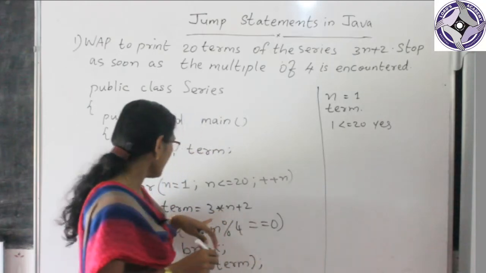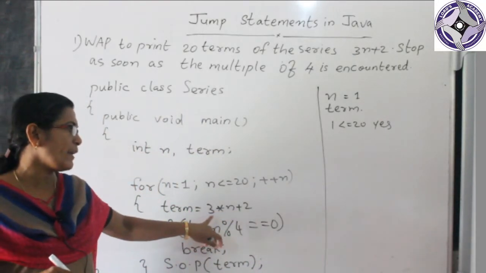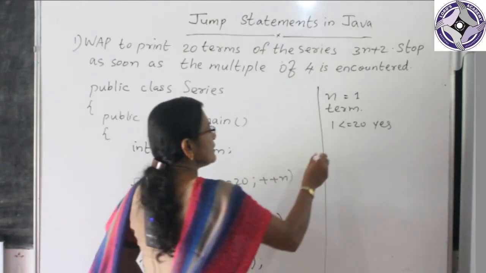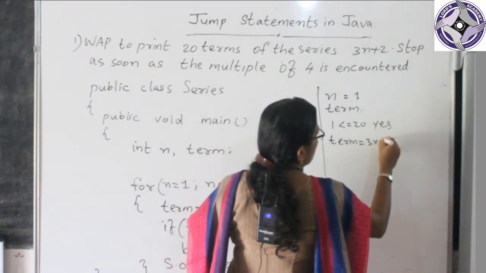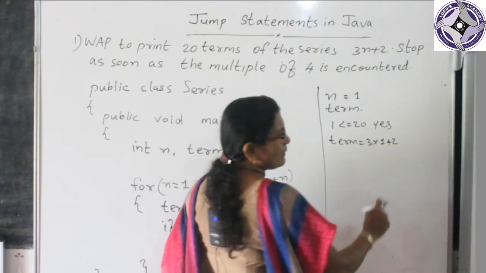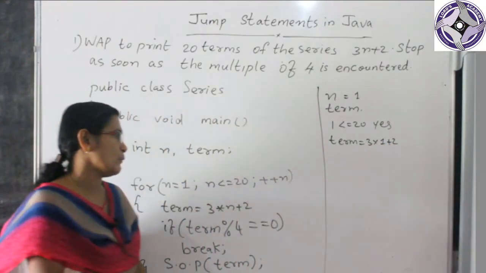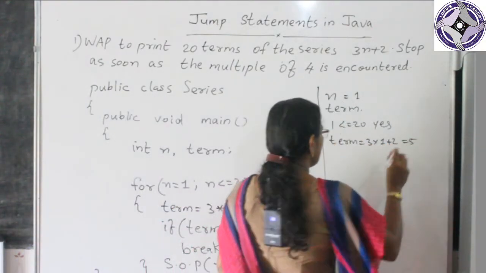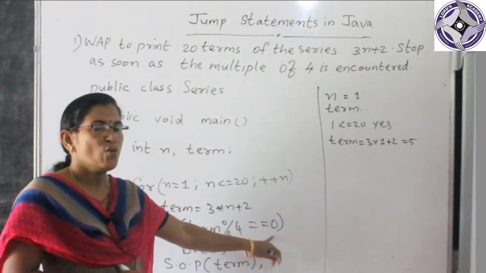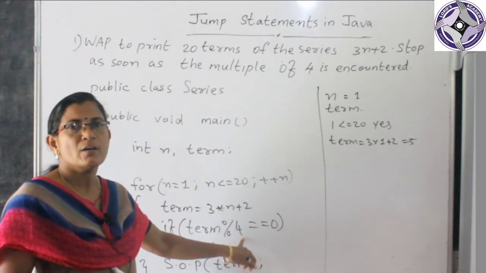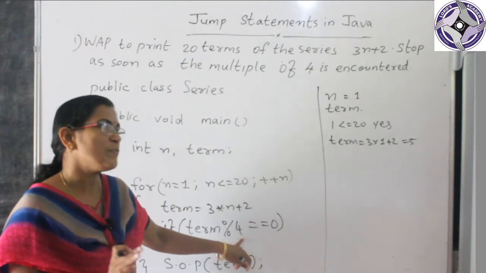Yes. Term equal to 3 into 1 plus 2. 3 into 1 is 3, 3 plus 2 is 5. 5 modulus 4 is equal to 0. 5 is not divisible by 4. So, 5 is not a multiple of 4.